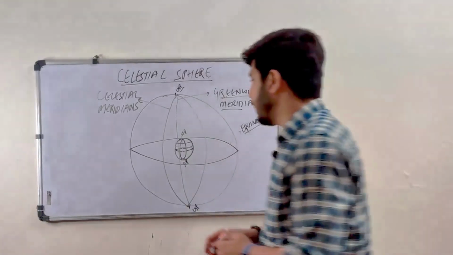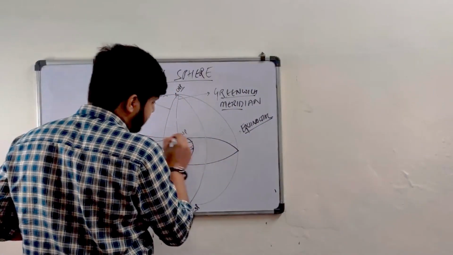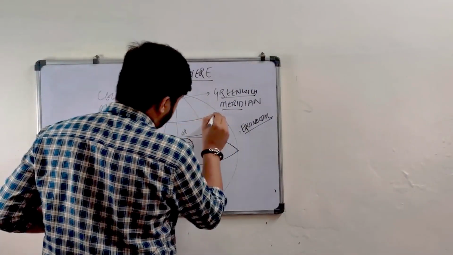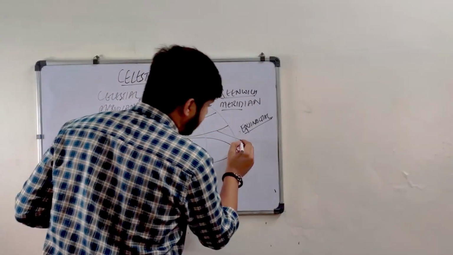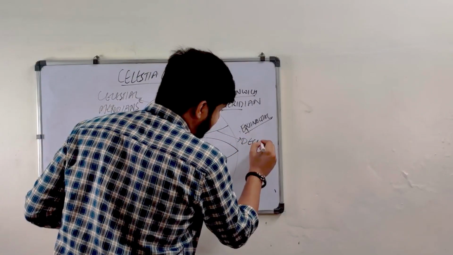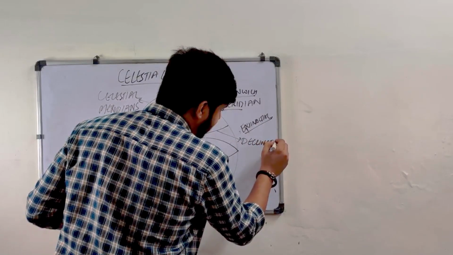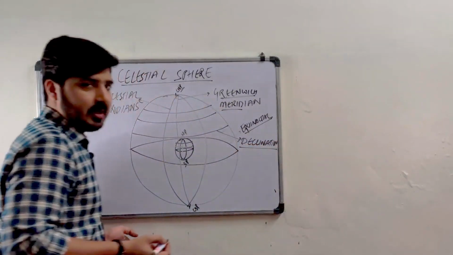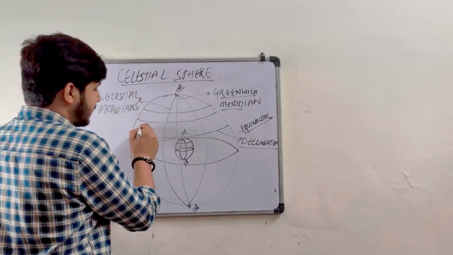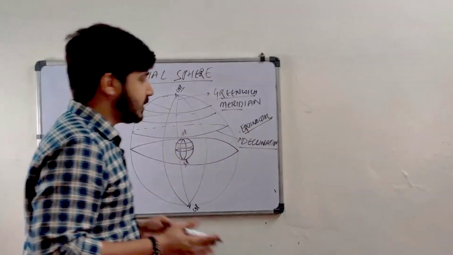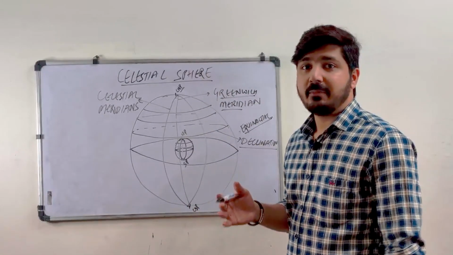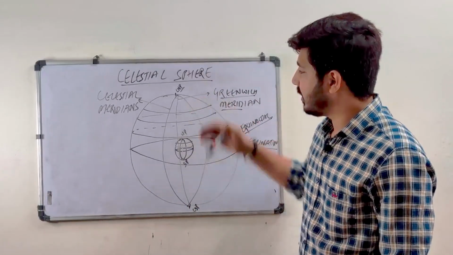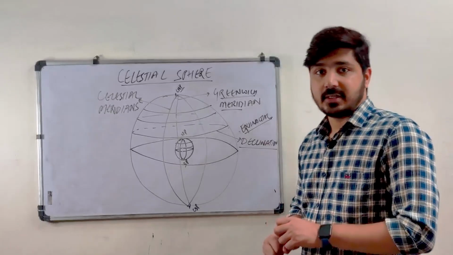On the earth, same things we will transfer here. These are known as declination. But basically what we call them, declination circles, because they are circles like this in 3D. Same like latitudes. Latitudes in the navigation terms we call them parallel of latitudes. They are parallel to each other and they are small circles.